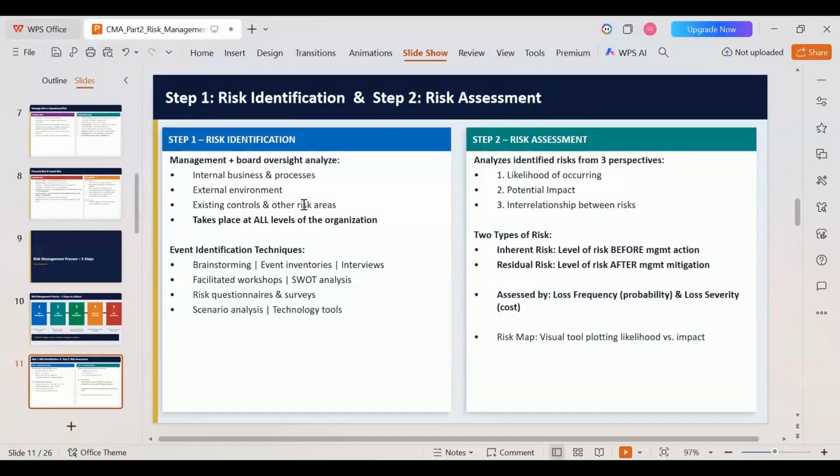Okay, so the first step is risk identification. Usually risk identification is a top level management and board responsibility. They will analyze risk identification. As I told you, you will be analyzing both the internal environment and the external environment. We need to jot down all the risks that are being faced by the organization. In every individual department, and the organization as a whole, they will list down all the risks.